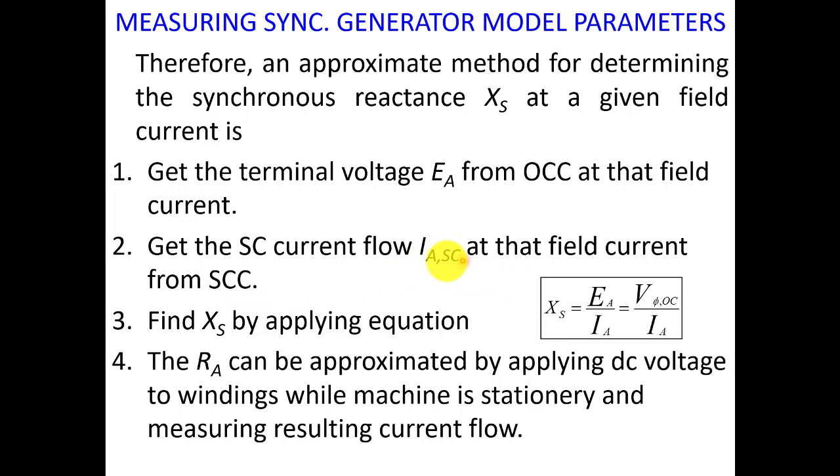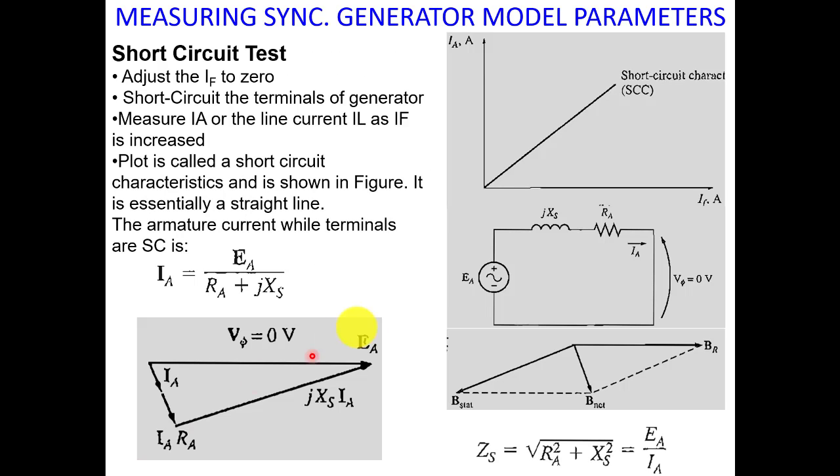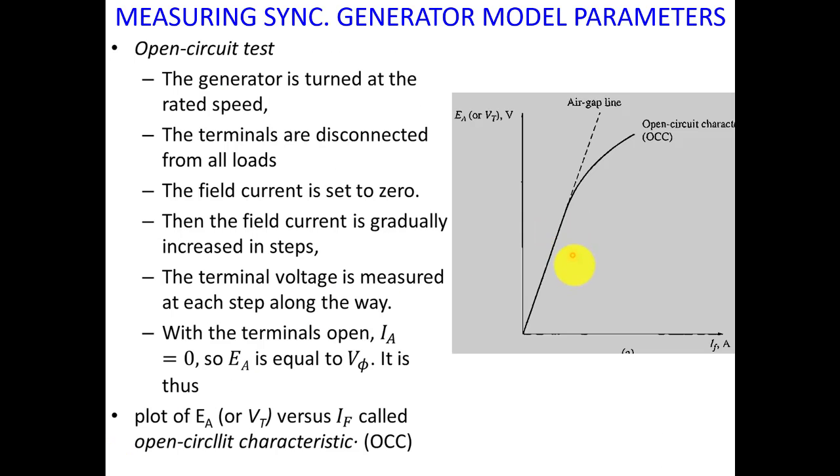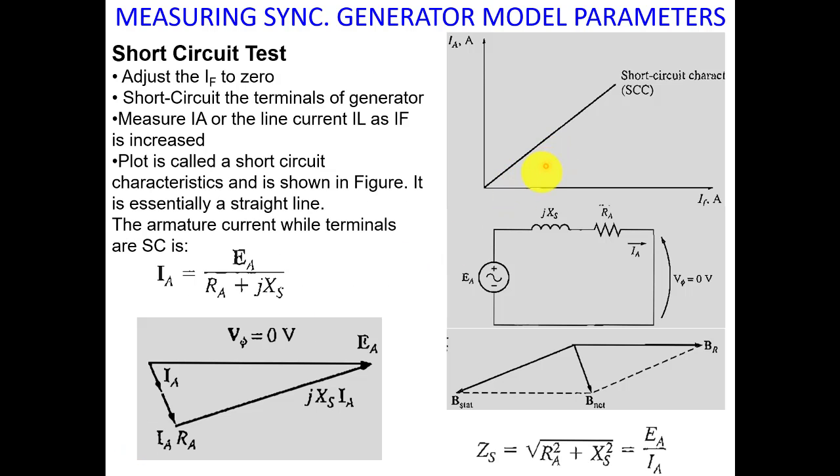So what we'll get is EA from the open circuit characteristics. Suppose the field current is 1 ampere, and at the same 1 ampere we will see what the armature current is from the short circuit characteristics. If we go back and look here, if we say that here it is approximately 1 ampere, we will get this EA from the open circuit characteristics, and then from the short circuit characteristics at the same IF, which is 1 ampere here, we will get the armature current IA at that.